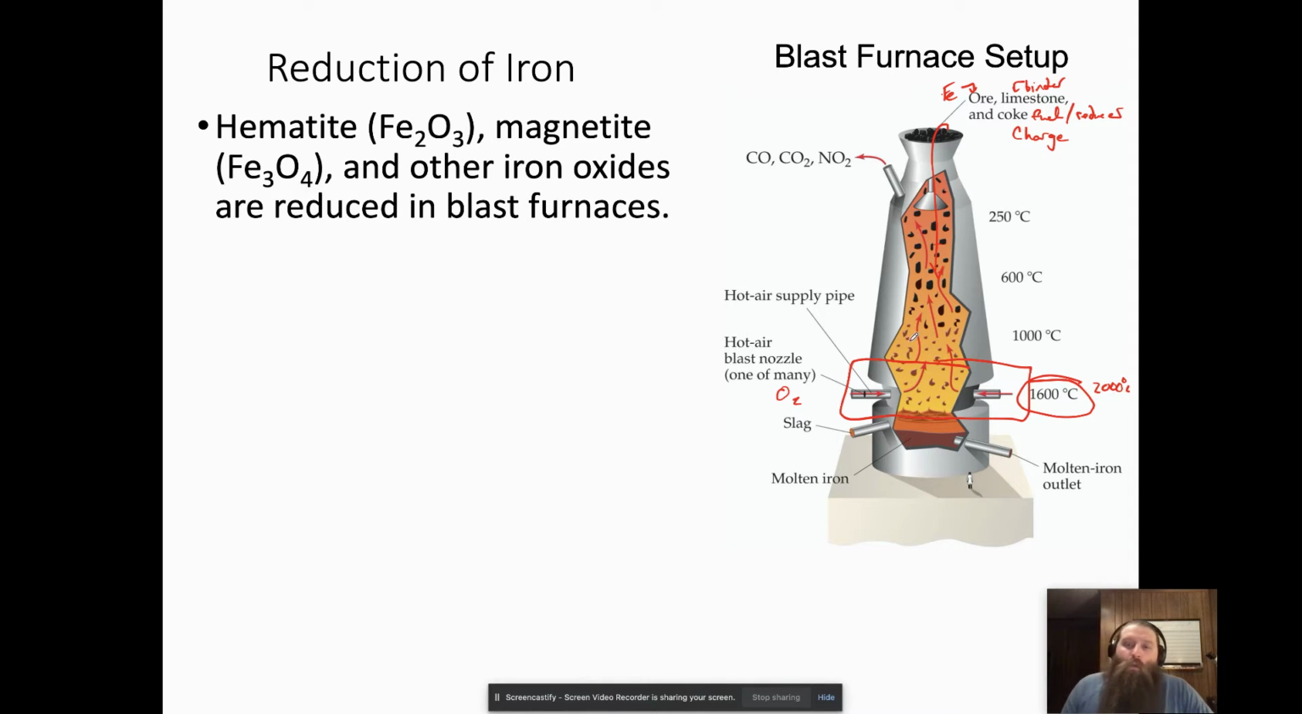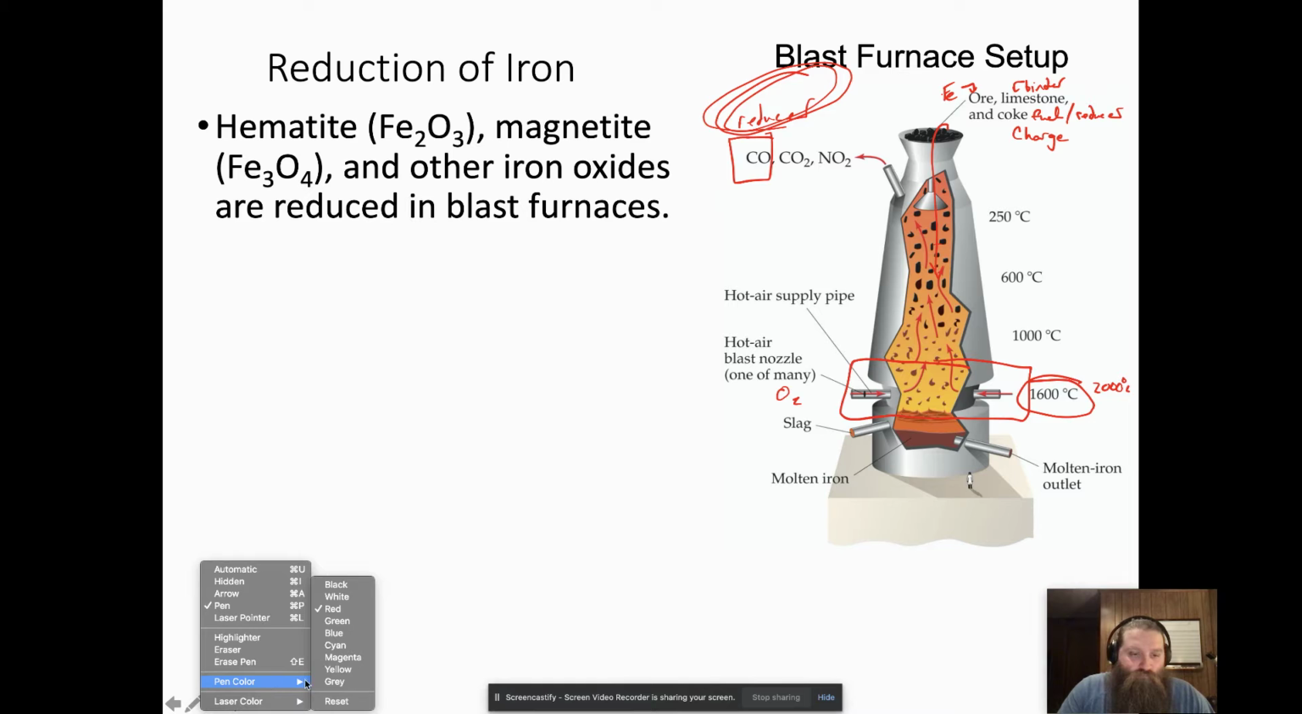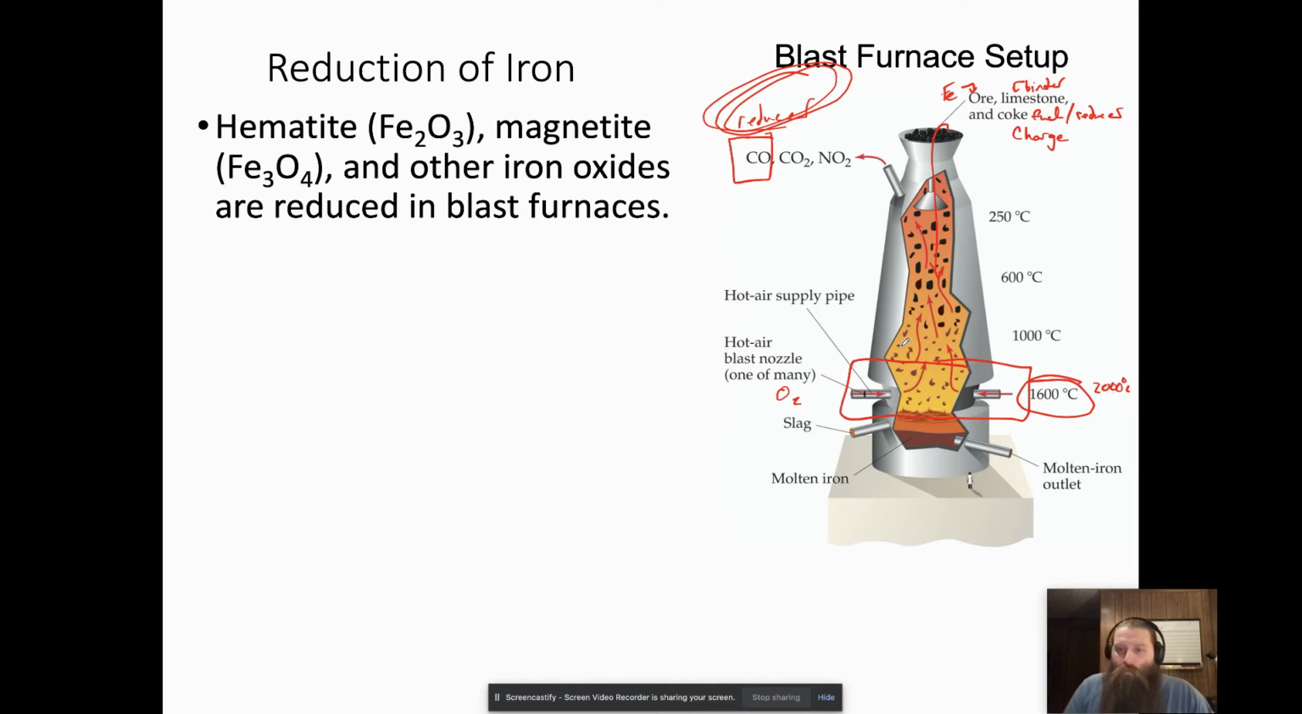And as it breaks down, one of the byproducts of the burning of coke is carbon monoxide. And carbon monoxide is our reducer here. And this is really important, and this is cool. So the carbon monoxide, I'm going to switch my pen color here. I'm going to blue. The carbon monoxide that's produced here, obviously it's hot, so it goes up. And as that carbon monoxide rises, it's going to encounter the ore that's falling, the Fe2O3 or the Fe3O4.